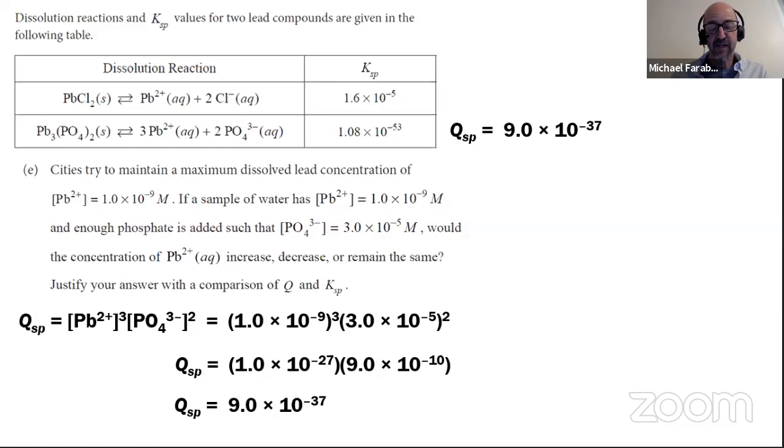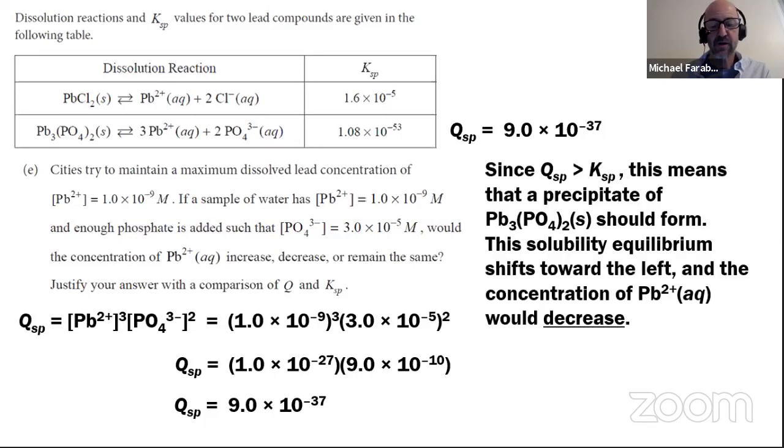Comparing that to the KSP, we can see that even though 9 times 10 to the negative 37 is a rather small number on its own, it is larger than the KSP. So this means we are going to have a shift in the equilibrium toward the formation of a solid precipitate, and that would cause the concentration of the lead in solution to decrease.